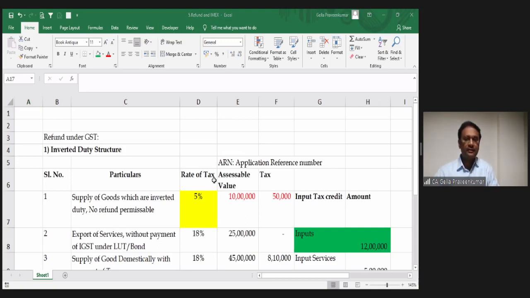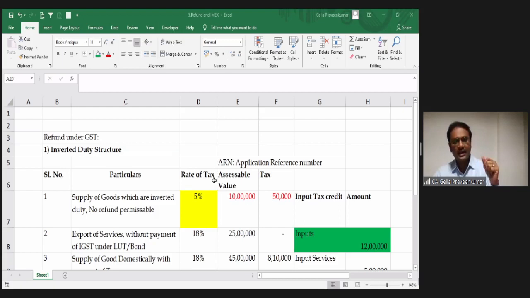Now, there is a question from Ambika. What if for inverted duty turnover, both inputs of higher rate? If my input is a higher rate, I'll get more refund, Ambika. I got your point. My inverted duty turnover is at say 5%. My input is 12% or input is 8%. I'll get more refund in relation to that proportion.